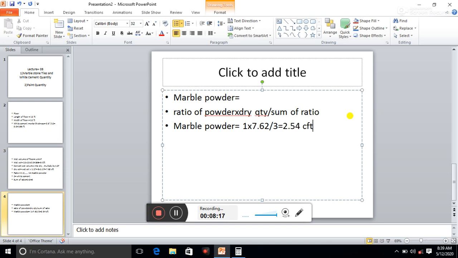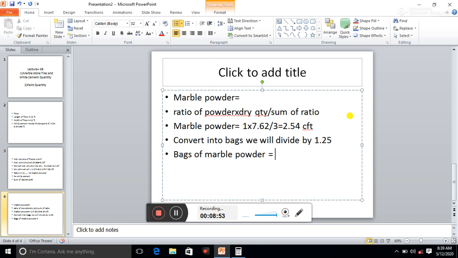So it will give 2.54 cubic feet. Okay, now we have to convert cubic feet into bags of cement, so we will divide by 1.25. So bags of marble powder will be equal to 2.54 divided by 1.25, which is equal to 2 bags. Okay, 2 bags of marble powder.